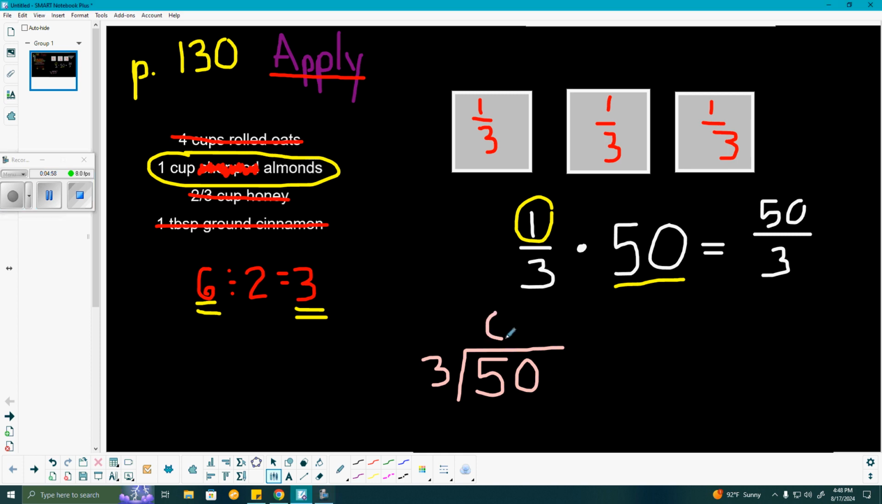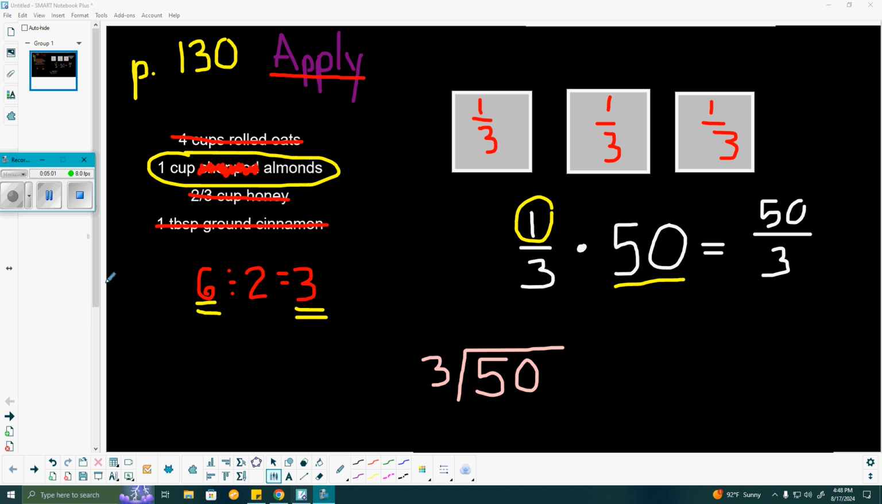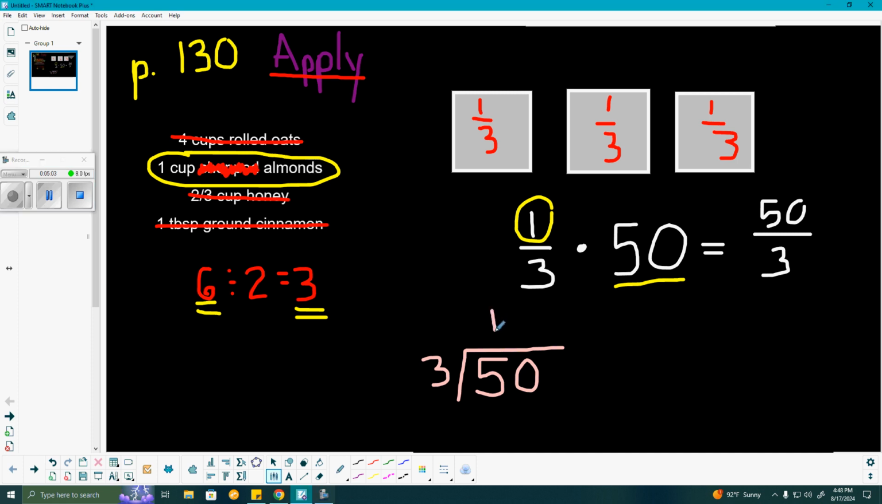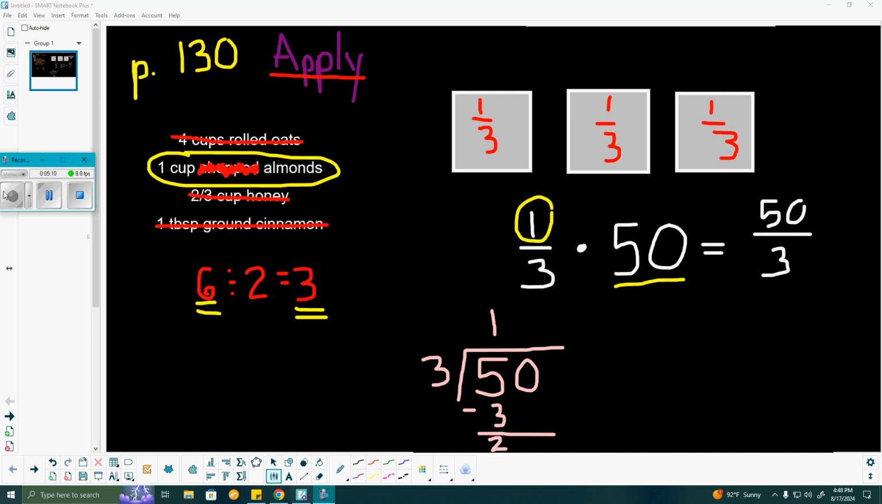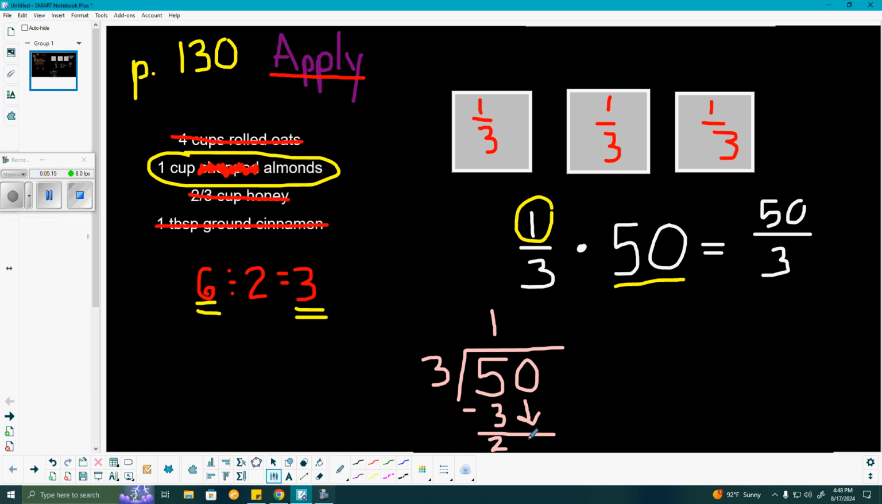Now I know that 3 can't go into 5. Excuse me, yes it can, it can go into 5 one time. So we are going to be subtracting 3. That will give us 2. Then I will be bringing down my 0. 3 can go into 20 6 times, making it 18. I'm so sorry, I'm out of room down here. And then we will be left with 2.